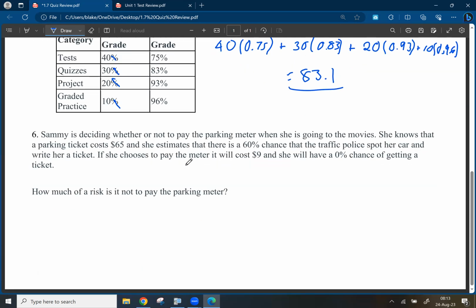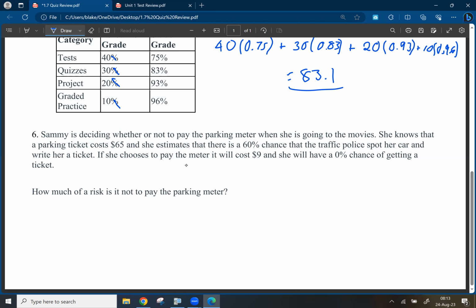And then finally, number 6. Sammy is deciding whether or not to pay the parking meter when she's going to the movies. She knows that a parking ticket costs $65, and she estimates that there is a 60% chance that the traffic police spot her car and write her a ticket. If she chooses to pay the meter, it will cost $9, and she will have a 0% chance of getting a ticket. How much of a risk is it to not pay the parking meter?